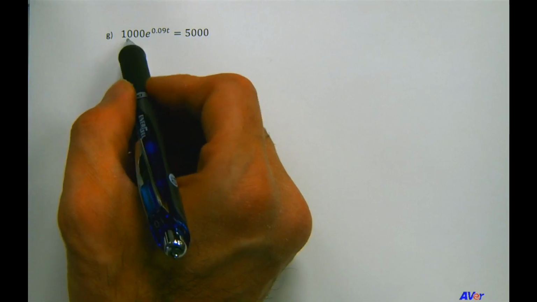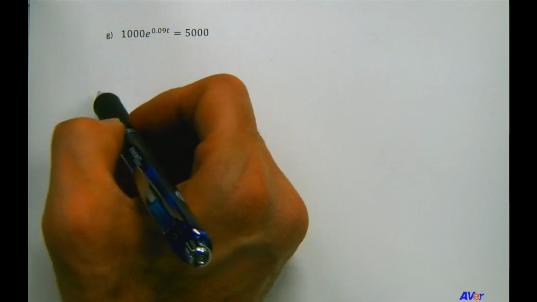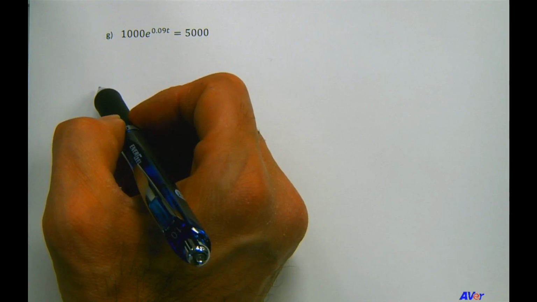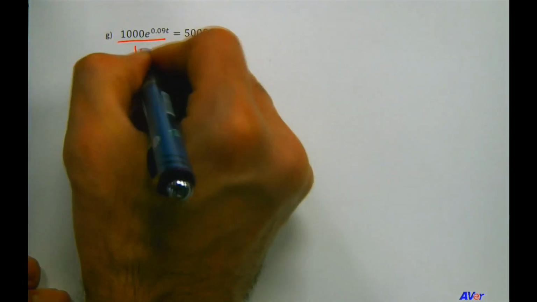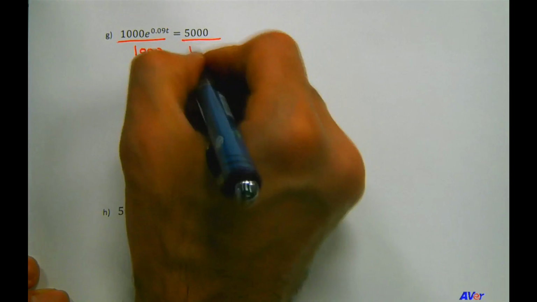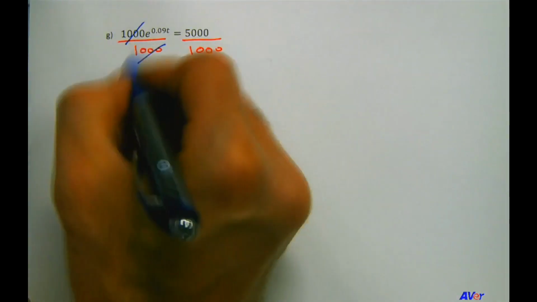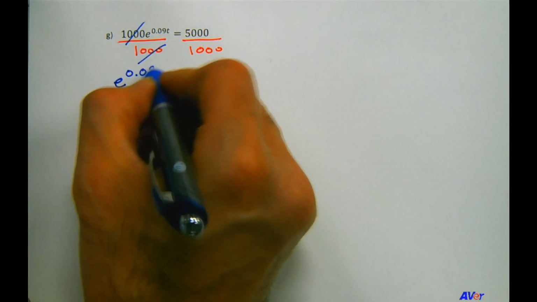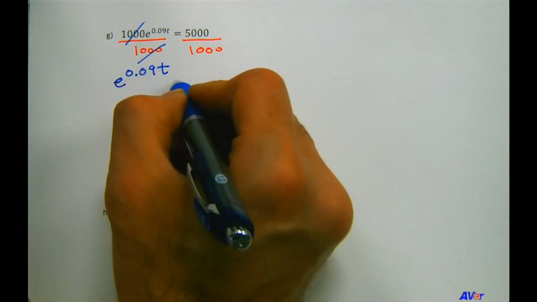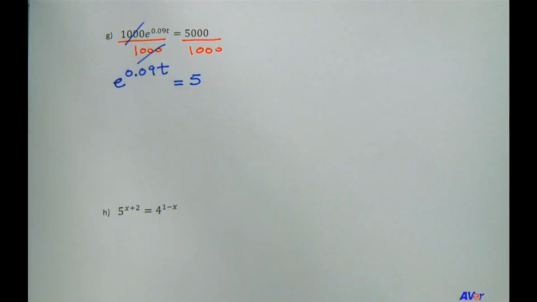Now, how can we get rid of this 1000? We can divide both sides by 1000. So let's do that first. So dividing both sides by 1000, right? And our objective is to get t by itself. The 1000 and the 1000 cancel out. On the left, we end up with e to 0.09t equals 5, right? So the 1000 is gone.